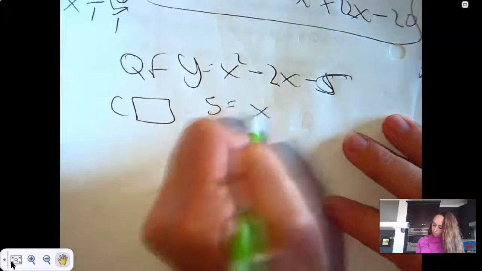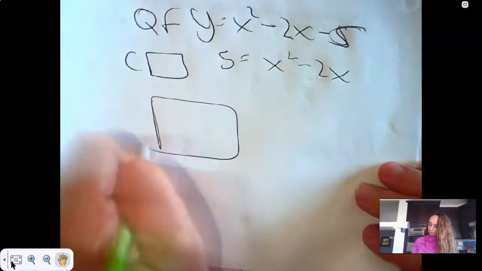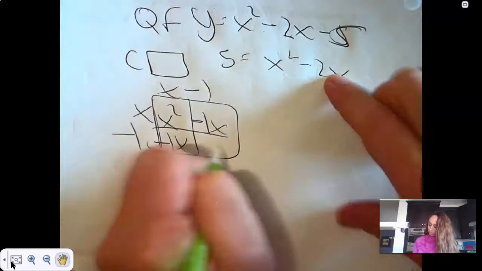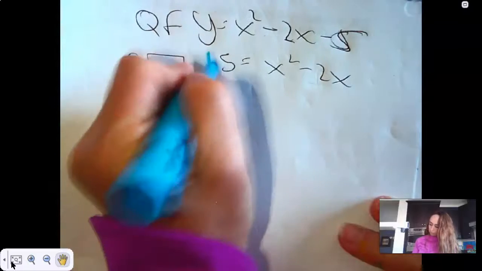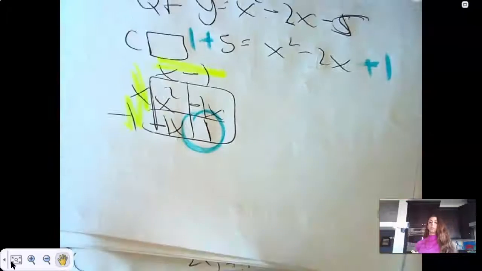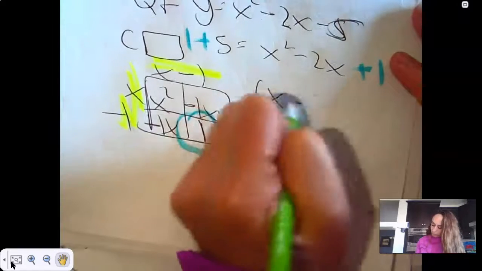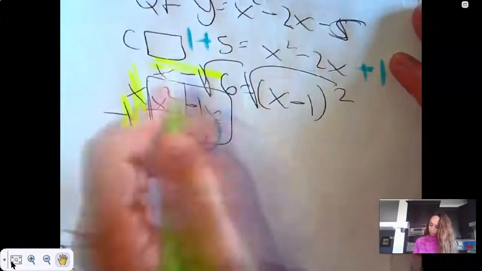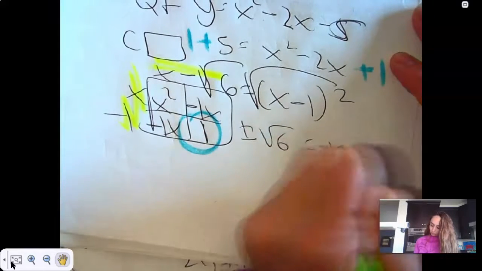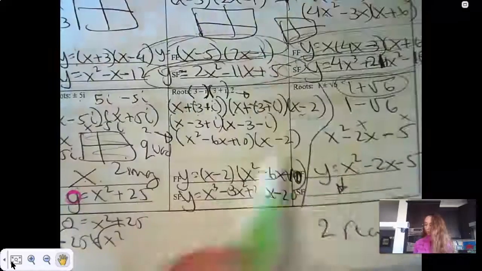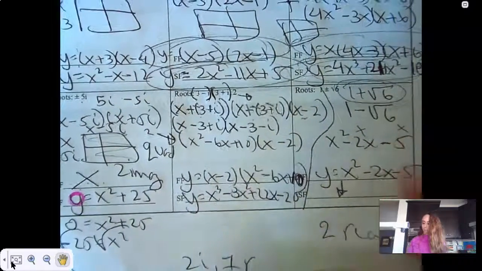Move the 5 over, make a box, cut it in half. x, negative 1, 1. That's my magic 1, plus 1, plus 1. Then I take this. And I'm doing this quickly because for a lot of you, this is review. For some of you, you appreciate the review. Okay, square root, plus or minus rad 6 equals x minus 1. Add 1. 1 plus or minus rad 6. Hey, what do you know? 1 plus or minus rad 6. Okay? I'm going to do the homework in the next video.